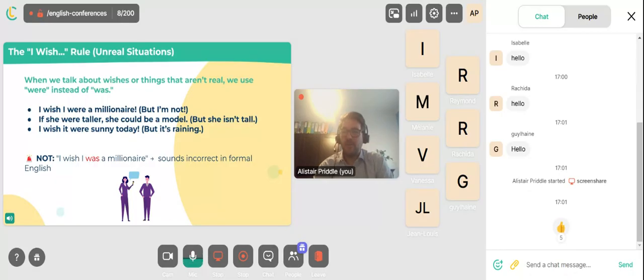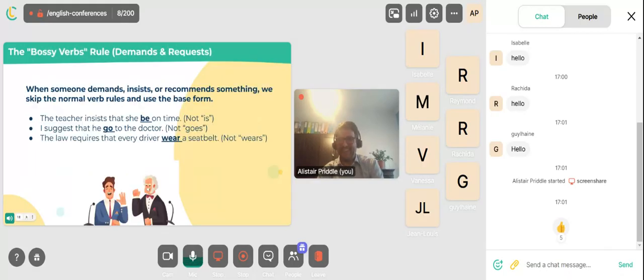Okay, so we've got another alarm there at the bottom. Not, I wish I was a millionaire. This sounds incorrect in formal English. I wish I were a millionaire. I really do.